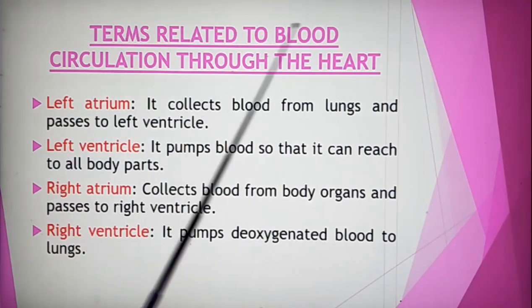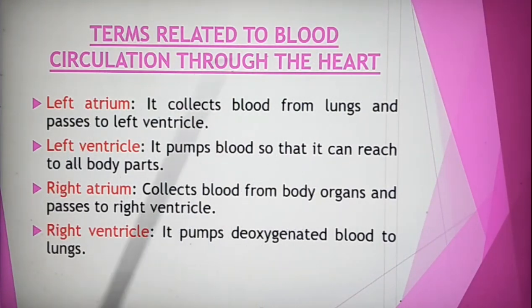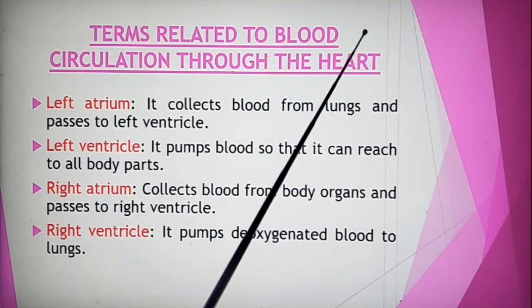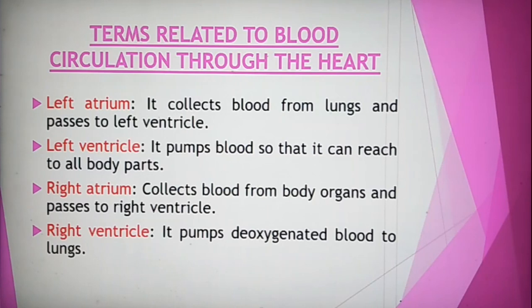Now the terms related to blood circulation through the heart. Already you have seen the main chambers: left atrium, left ventricle, right atrium and right ventricle. And we can just see the main function of the left atrium. It collects blood from lungs and passes to, I will explain with the help of the diagram later. Left atrium, it collects blood from lungs.